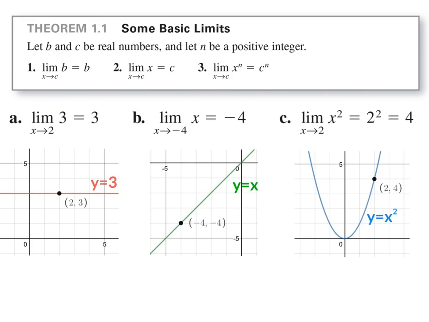So if I had x as x approaches -4, the answer there is going to be -4 because it's the line y equals x. Then the third rule here is the limit of x to the n, so our exponential, as x approaches c, again a real number, is going to be that c to that same n power. So for example, if I had x squared as x approached 2, that's going to give me 2 squared or 4.